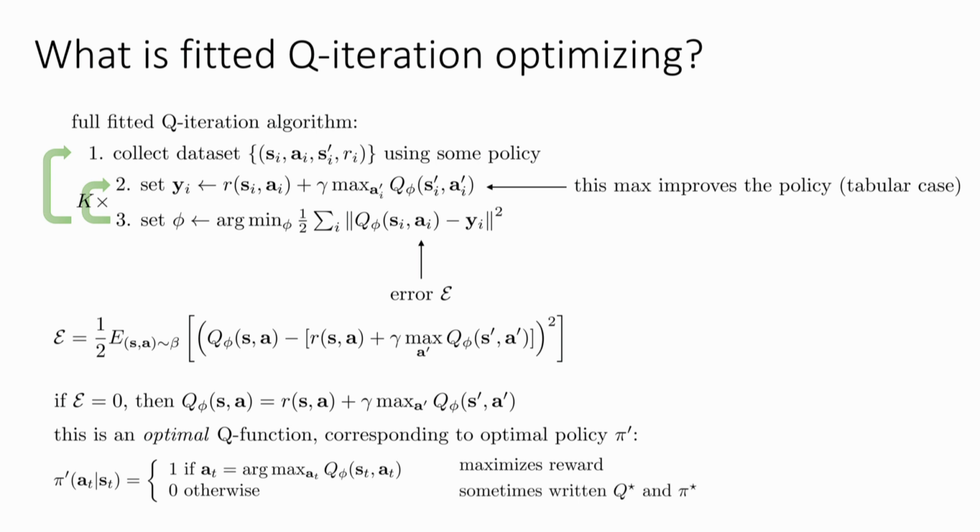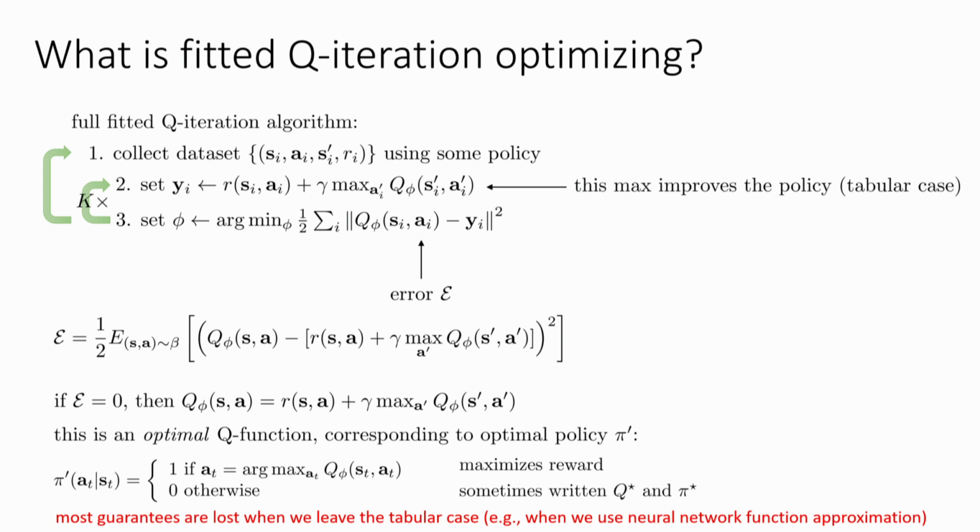And sometimes we write the optimal Q function, the one that actually has Bellman error equal to 0, as Q star, and we write the optimal policy as pi star. So if someone says, I have the optimal value function or I have the optimal Q function, what they really mean is I have the value function or the Q function that corresponds to the optimal policy, which is pi star, which is the policy that gets the largest reward. And the optimal Q function, Q star, satisfies this equation. It is equal to r plus gamma times the max of the Q value at the next state for all states. Most guarantees are lost when we leave the tabular case, for example, when we use neural networks for function approximation.